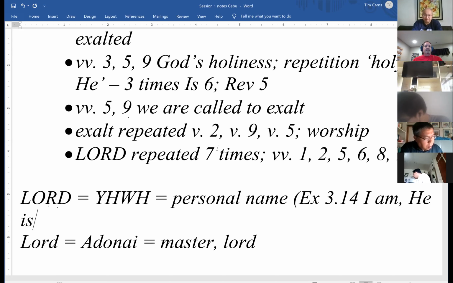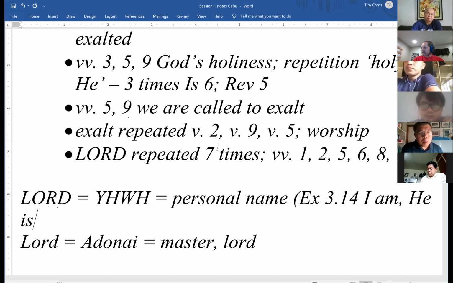Wow. And I think that's wonderful, because Lord is a title. In English, the word Lord is a title. It's a designation of a person's role or status. And certainly he is Lord. He is ruler, master. But that's Adonai. When Yahweh is written in Hebrew, and I think it's written about 3,000 times, I can't remember how many times.